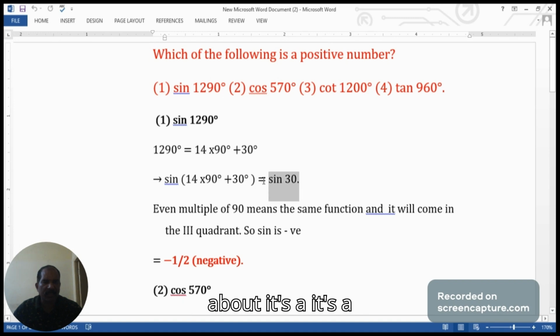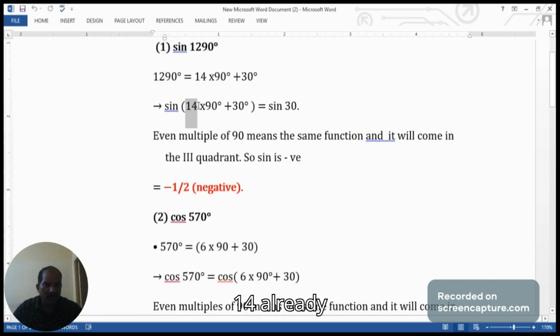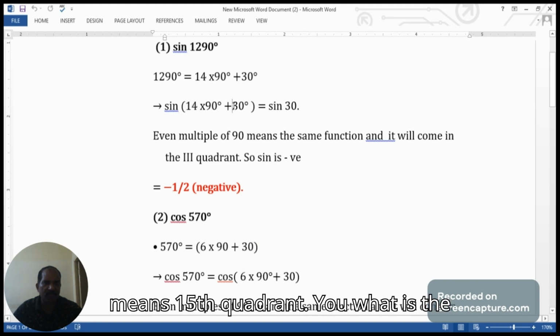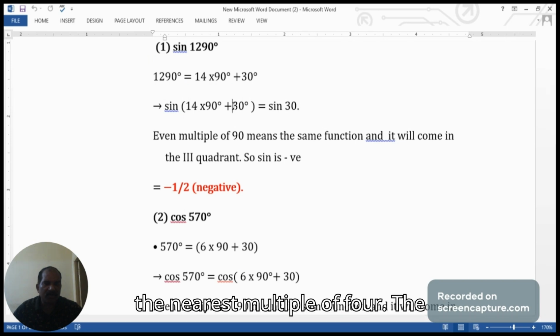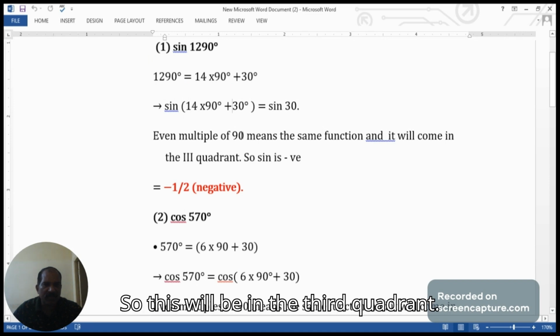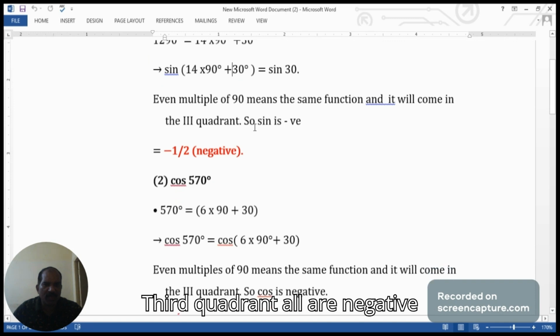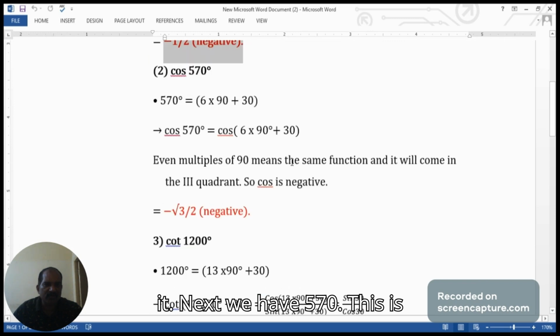Okay, then what about its sign, which quadrant will it come in here? 14 already, 14th quadrant plus this 30, that means 15th quadrant. The simple trick is you just subtract the nearest multiple of 4. The nearest multiple is actually 12. So 15 minus 12 you will get 3. So this will be in the third quadrant. In the third quadrant all are negative. So you can say minus 1 by 2. Got it? Next we have 570.